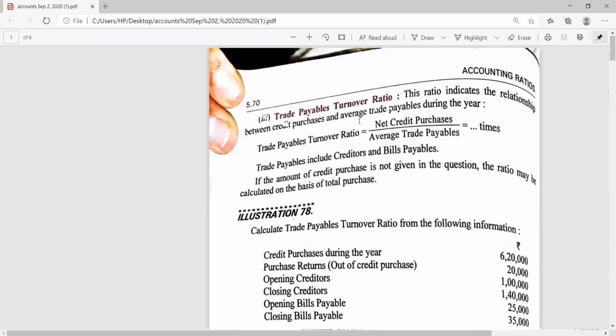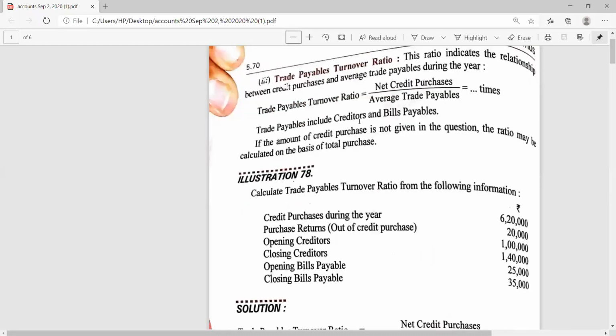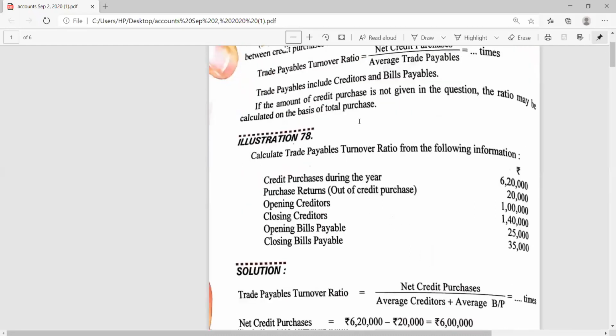Trade payable means creditors as well as bills payable. And if the amount of credit purchase is not given in the question, it is to be done on the basis of total purchase. It means it is to be assumed that the total purchase of the business is credit purchase. Now, illustration number 78. Let's do it, and the accounting treatment will be more clear to you.